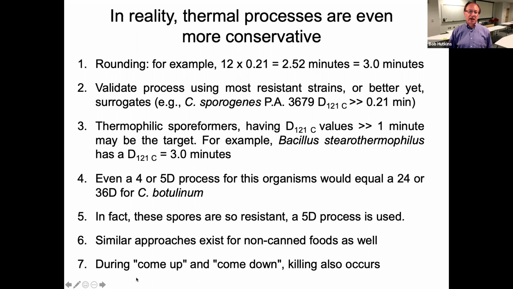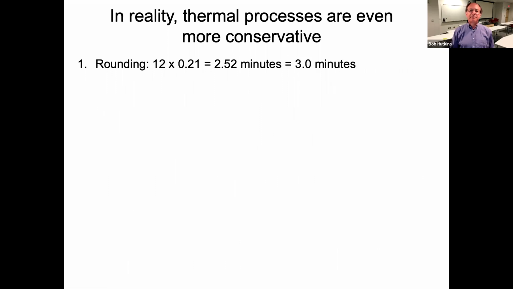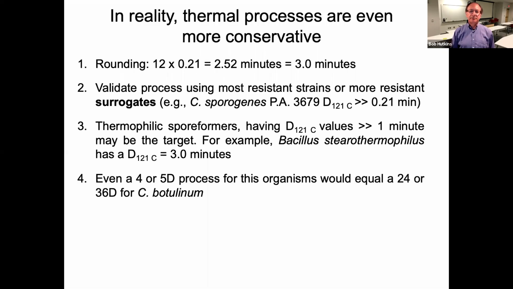And then we're going to come to this in a couple of minutes. Come up and come down is also important. We'll get to that in a few minutes. Okay, so you understand now why canned foods are so safe. The process itself reduces the population by at least 12 logs, but probably more because we use more heat-resistant surrogates, or we even have targets where we round up, we use heat-resistant surrogates, and maybe our target is even more resistant than the surrogate. All right.